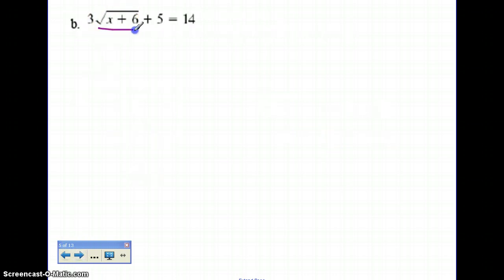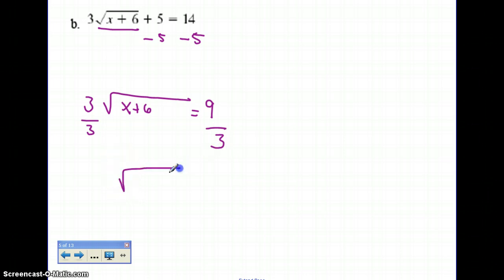Here's my radical expression, the square root of x plus 6. Remember, the key is for me to isolate that, so I want to get this quantity by itself. The first thing I'm going to do is not divide everything by 3, because division is usually the last thing I want to do when solving an equation. I want to subtract the 5 from both sides. So I get 3 times the square root of x plus 6 equals 9. Now I still want to get the square root of x plus 6 by itself, so I'm going to divide both sides by 3.